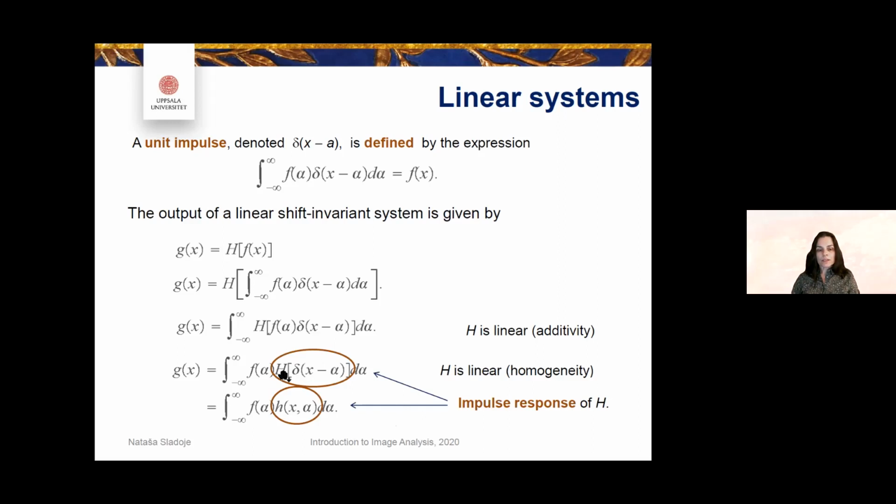So this, which is just two names for the same thing, is then, if you look at it a bit better, the impulse response of this degradation h. It says what we will get if this assumed degradation function h is applied to a unit impulse. Okay, so we say that we have this function h that is the impulse response of the degradation h.